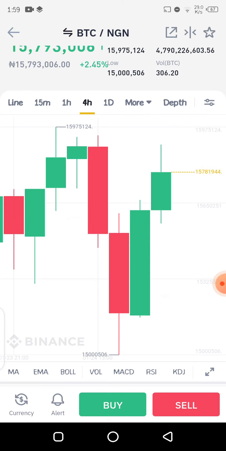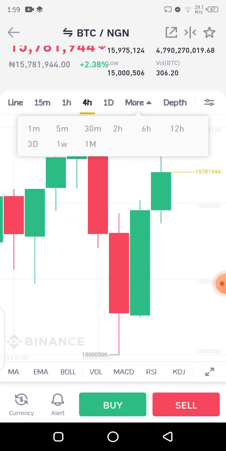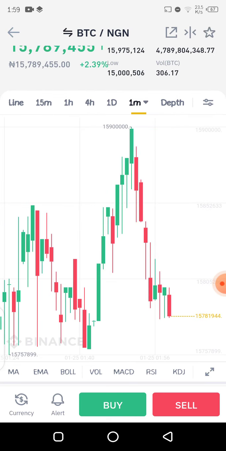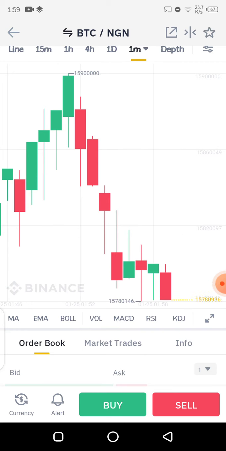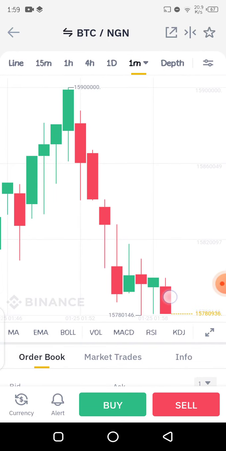Now this is the market real time. Let's go for it at 1 minute and let's see what's happening. See, 1 minute. This is real time. See? So sellers are taking over. I'm talking about this last one here.